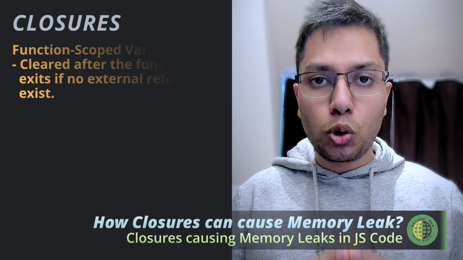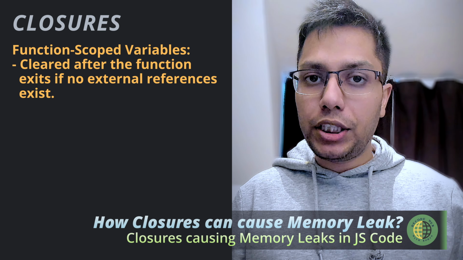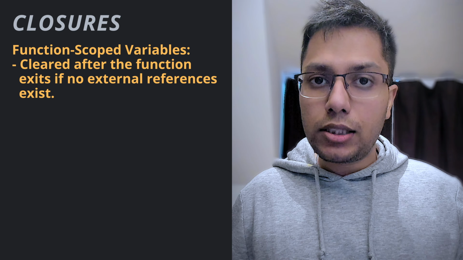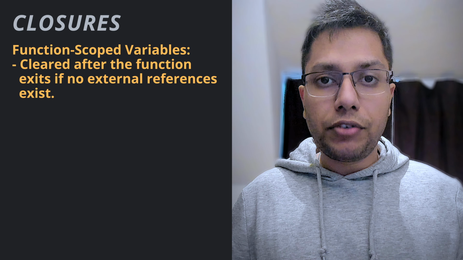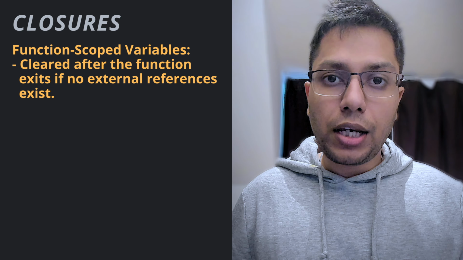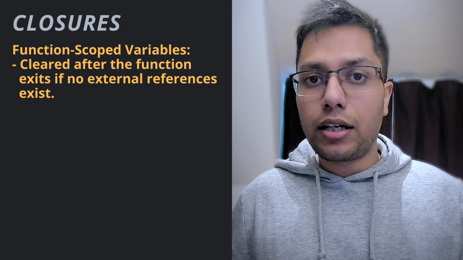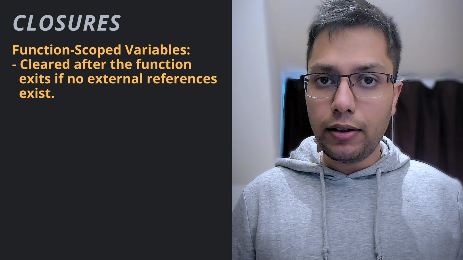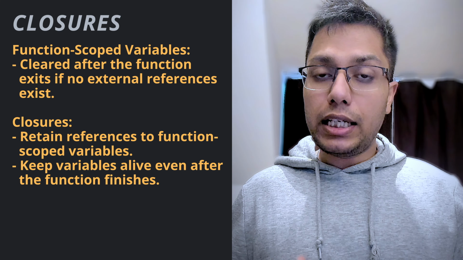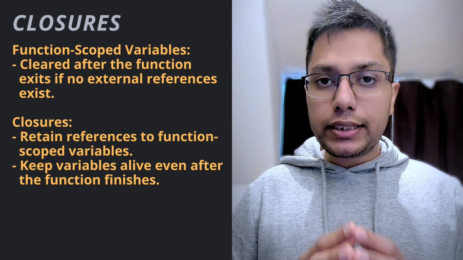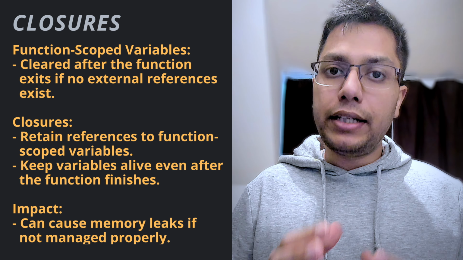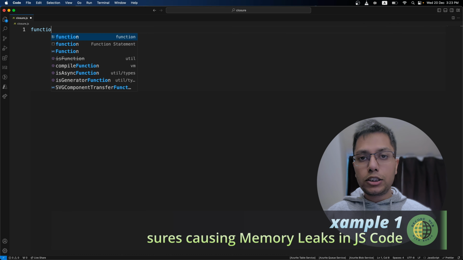Let's understand how closures can cause memory leak. But before that, we need to understand how function scoped variables work. So when we have variables scoped within a function, once the function finishes its task and exits the call stack, if there are no references to these variables outside of the function, then they get cleared out. Till here, it's pretty straightforward, right? But closures work a bit differently. They hold on to these variables, keeping them alive even after the function has completed its task. It's important for us to be mindful of this behavior since we have to manage memory and flow of data within our code. Let's look at an example.